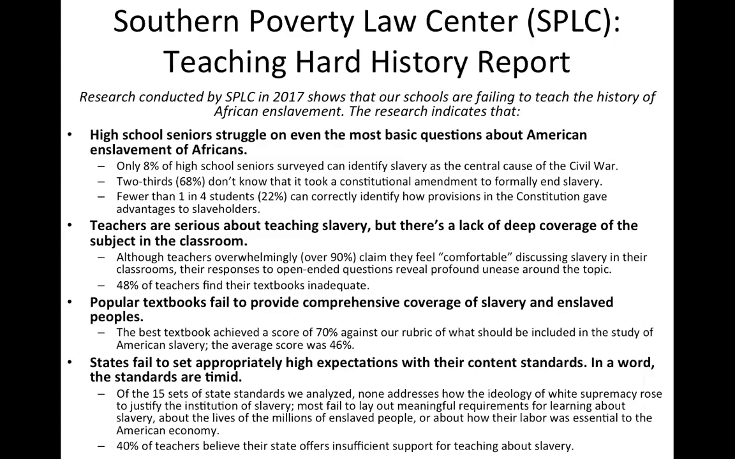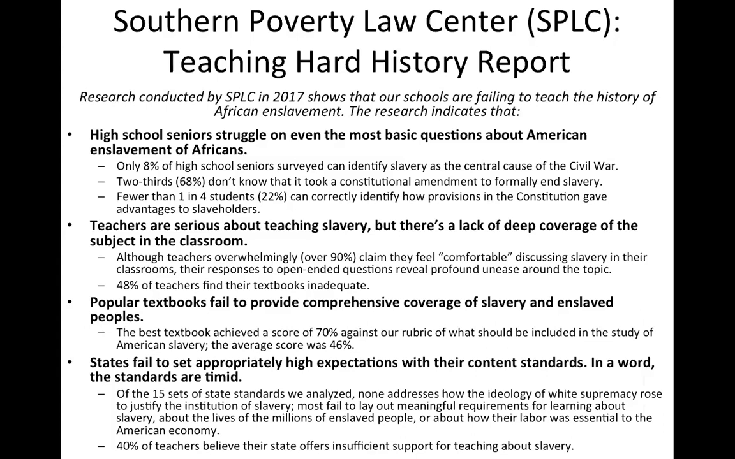Something like half of the teachers complained that their textbooks did a very poor job teaching slavery, and they didn't feel like they had the resources to supplement that. They also analyzed popular textbooks on their coverage of slavery. The best one achieved a score of 70% against their rubric of what should be included in the study of American slavery. This rubric was based on the fundamental principles of slavery and how it relates to our country, and the majority of textbooks failed pretty badly.